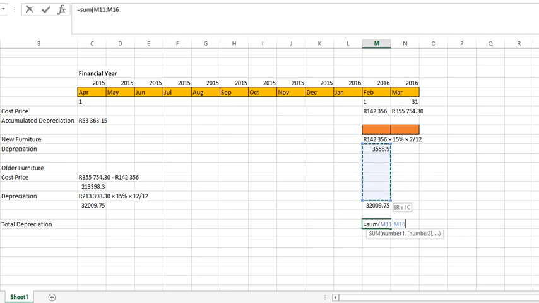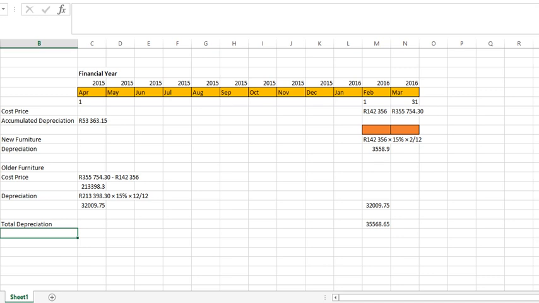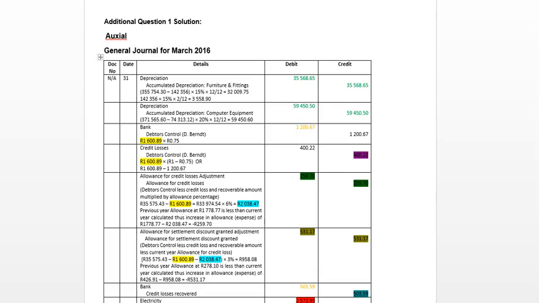the sum of this 3,558 and the 52,000 Rand. So in total our depreciation is going to be 35,568 and 65 cents. So if we record that, then we know that depreciation is an expense, so we're going to debit our expense, 35,568 and 65 cents, and we're going to credit the loss in value of our asset, which decreases by 35,000. So that's our accumulated depreciation on furniture and fittings.